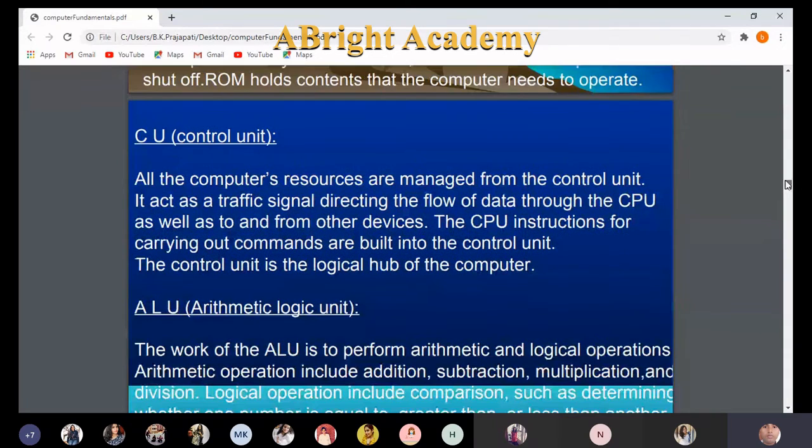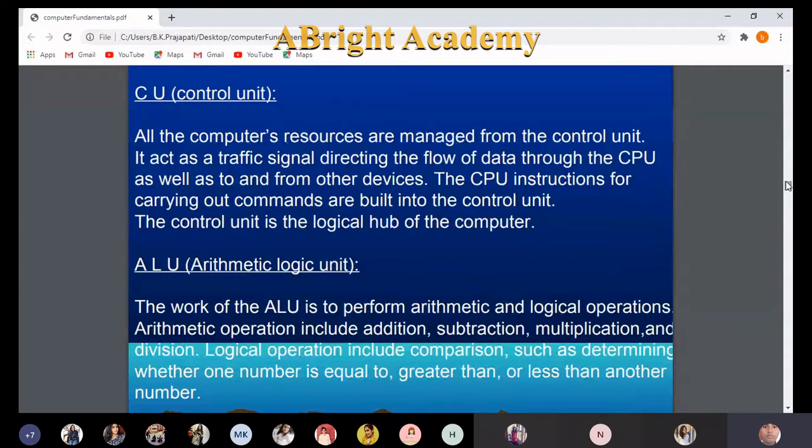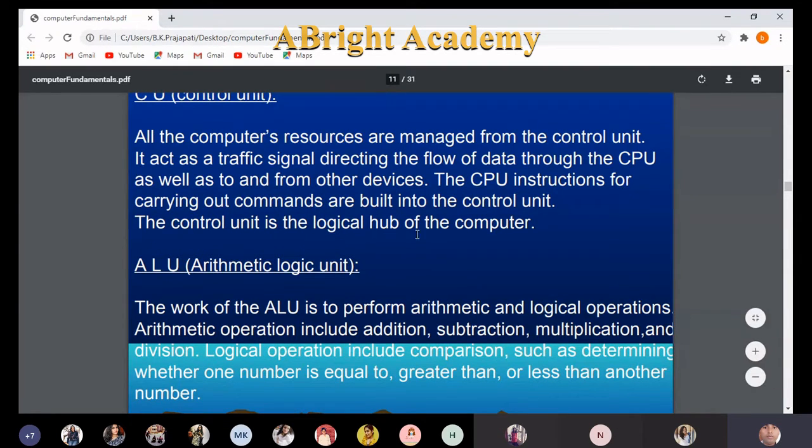Then control unit. All the computer resources are managed from the control unit. It acts as a traffic signal, directing the flow of data through the CPU as well as to and from other devices. The CPU instructions for carrying out commands are built into the control unit. The control unit is the logical hub of the computer. So all are present.